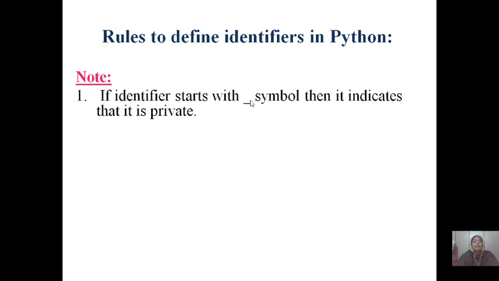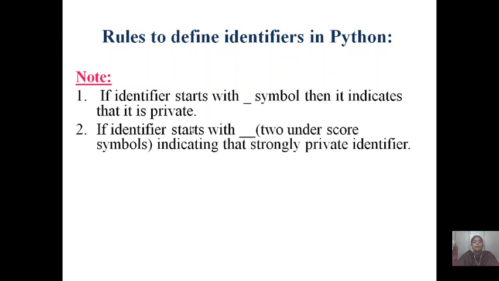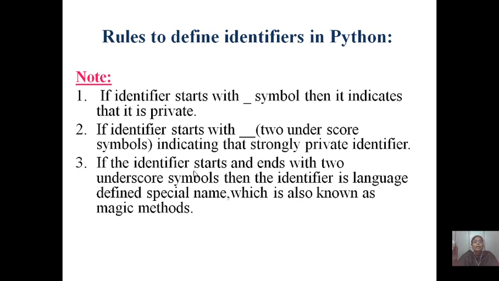If an identifier starts with an underscore symbol, it indicates that it is a private identifier. If an identifier starts with a double underscore, it indicates a strongly private identifier. If the identifier starts and ends with two underscore symbols, then the identifier is a language-defined special name, also known as magic methods. Like this.